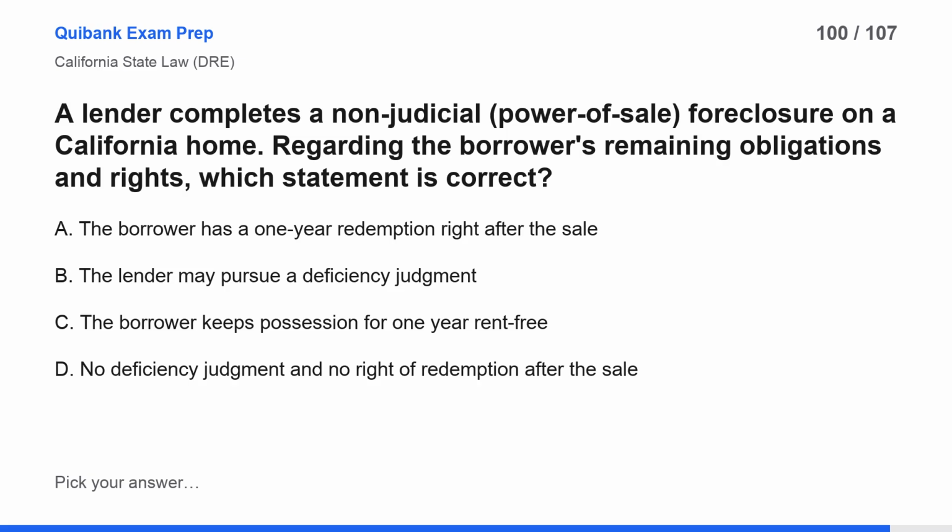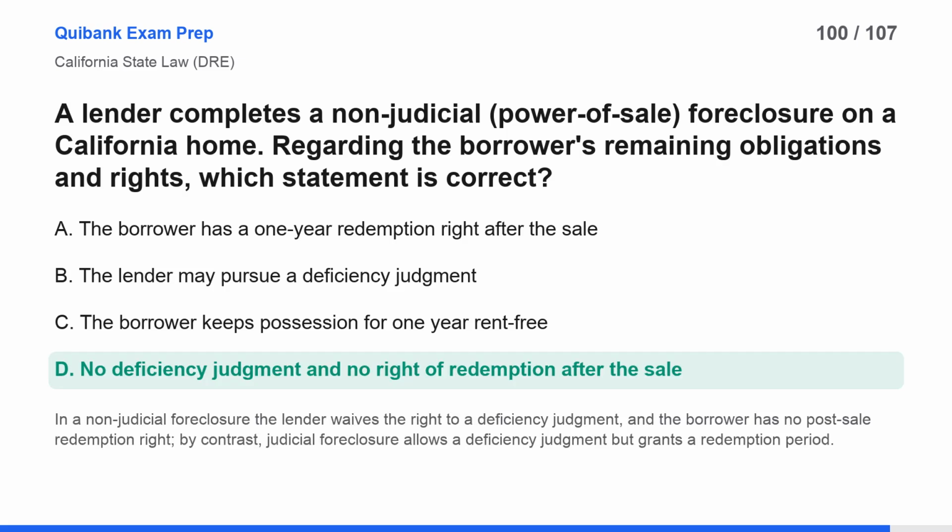Question 100. A lender completes a non-judicial power of sale foreclosure on a California home. Regarding the borrower's remaining obligations and rights, which statement is correct? A. The borrower has a 1-year redemption right after the sale. B. The lender may pursue a deficiency judgment. C. The borrower keeps possession for 1 year rent-free. D. No deficiency judgment and no right of redemption after the sale.